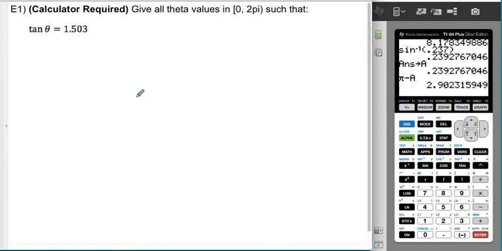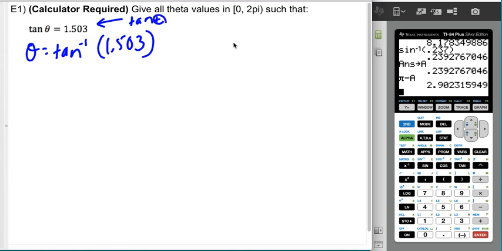All right, so you're going to go ahead and try the same thing. Or sorry, we'll do this one together. So we want to find when theta is the inverse tangent of 1.503. So the first thing I want you to notice is that tangent is positive, which means that I have to be looking in these two quadrants. Like I have to be looking here and here, because tangent's positive where y over x is positive. So either both positive or both negative.